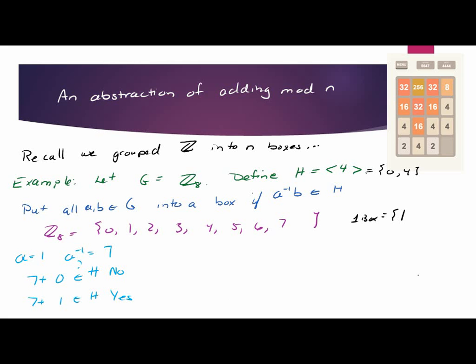I could do the same thing for box 1. I can take a to be 1 and then look at what elements in that Z8 went to the box labeled 1. So I kind of got tired of this after a while, but you get the idea. I'm just grouping up all the elements and putting them in their correct boxes. And so on. So this is about the time I got tired.